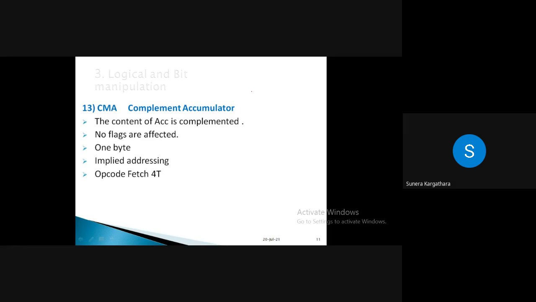Let's say for example, if my content of accumulator is 1010 1010, which is AA. So after CMA, what will it be? 0101 0101. So that will become 55. Am I communicating, student? How this instruction will work? Only need to make sure that the complement will always be with the content of the accumulator only.